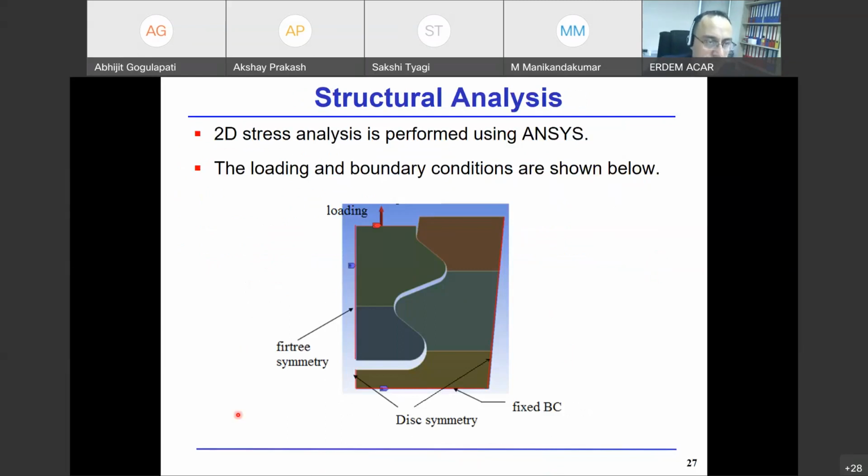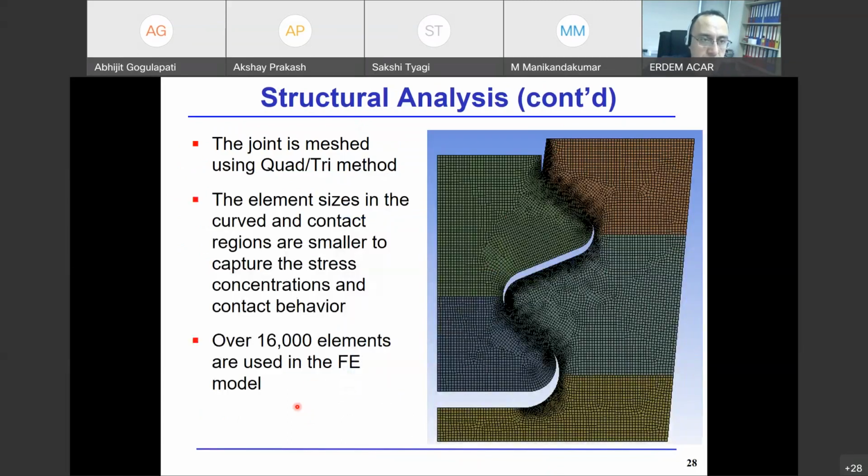We perform a 2D stress analysis using ANSYS. The loading and boundary conditions are shown here. Since it is a symmetric problem, we utilized that information. And this joint is meshed using the quad tree method. The element sizes in the curved and contact regions are kept smaller in order to capture the stress concentration and the contact behavior. For this simple problem, we use 16,000 elements in our finite element model.